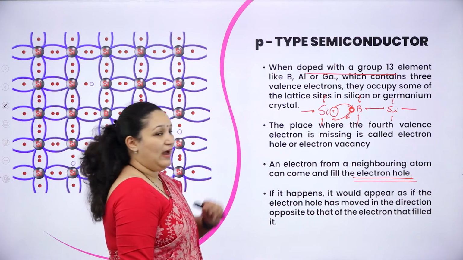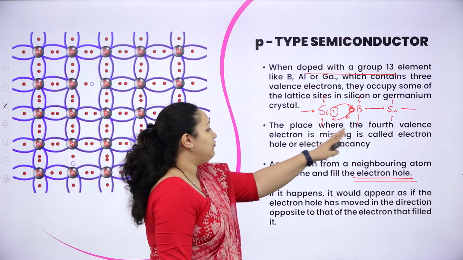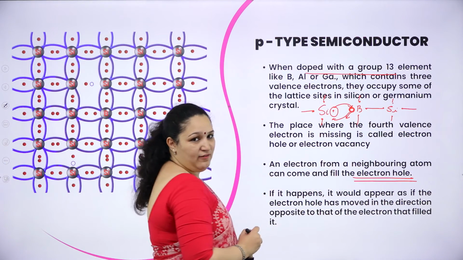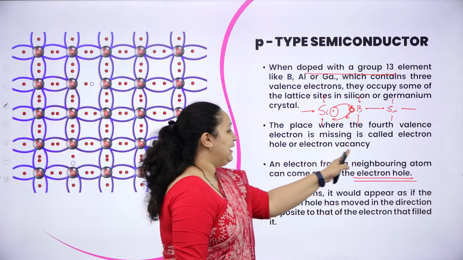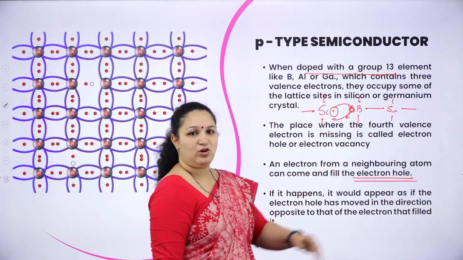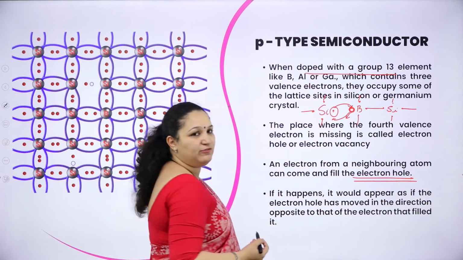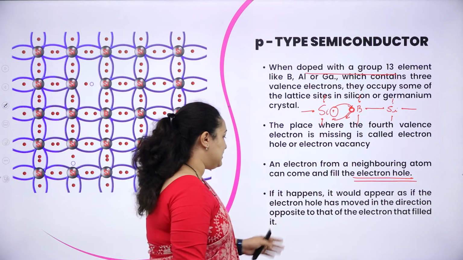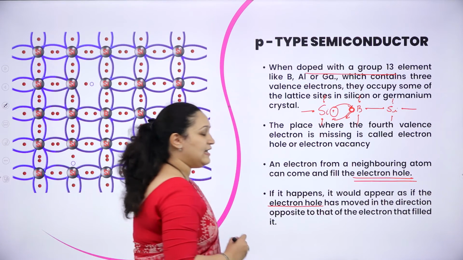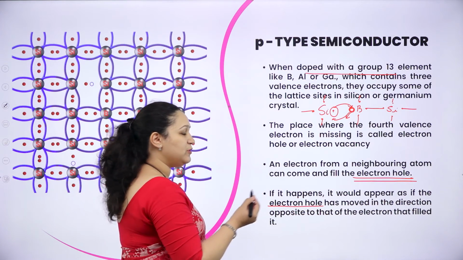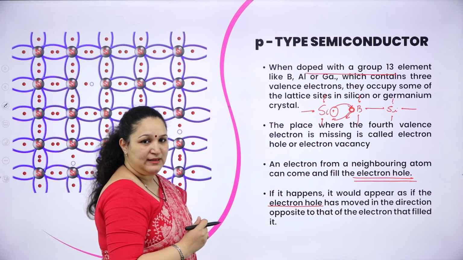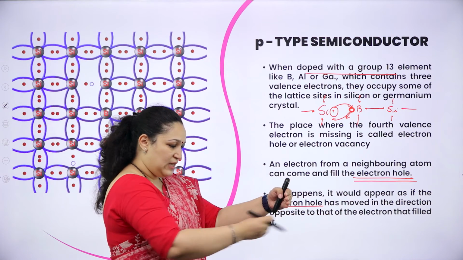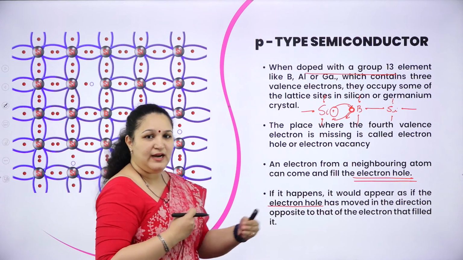So I'll again revise. The place where the 4th valence electron is missing is called an electron hole or electron vacancy. An electron from the neighboring atom can come and fill the electron hole. If that happens, it would appear as if the electron hole has moved in the direction opposite to that of the electron filled. That means if the electron is going in this direction, the hole is coming in the opposite direction. It looks like that.